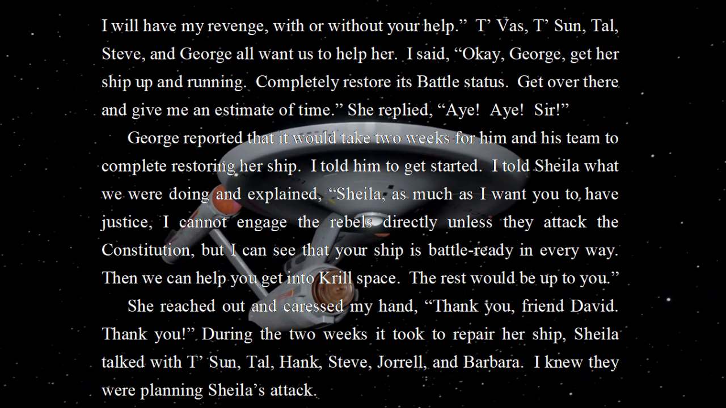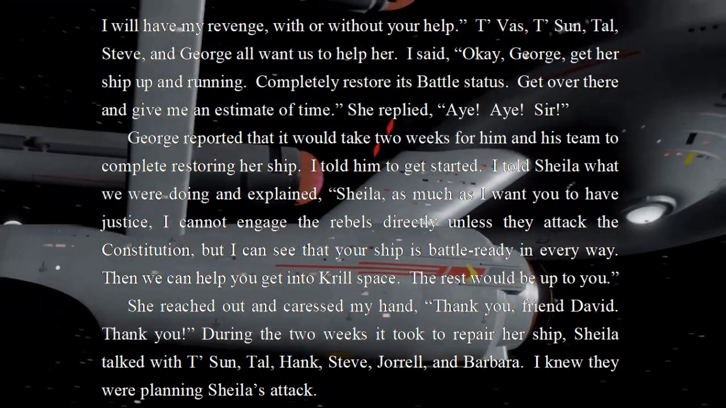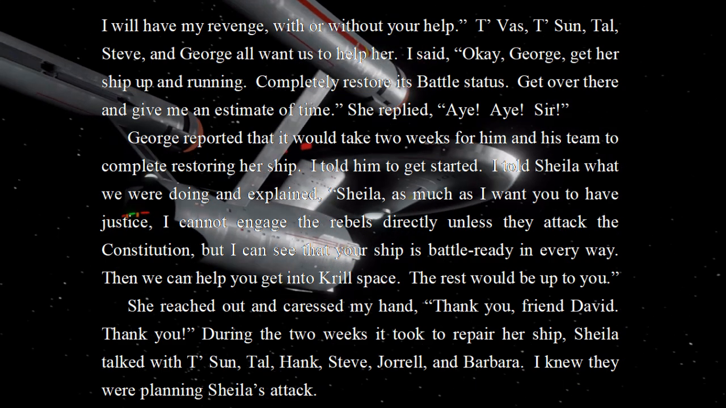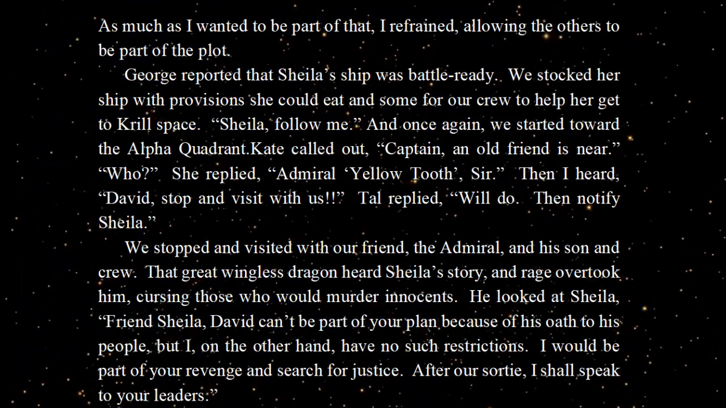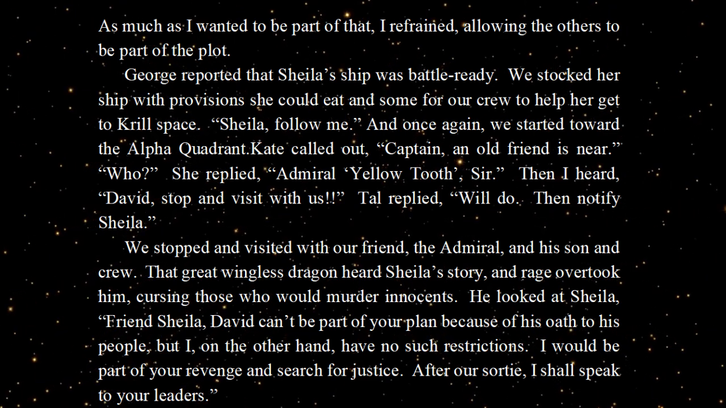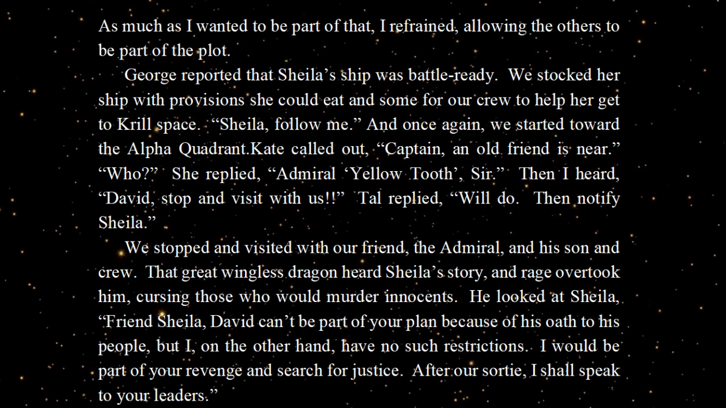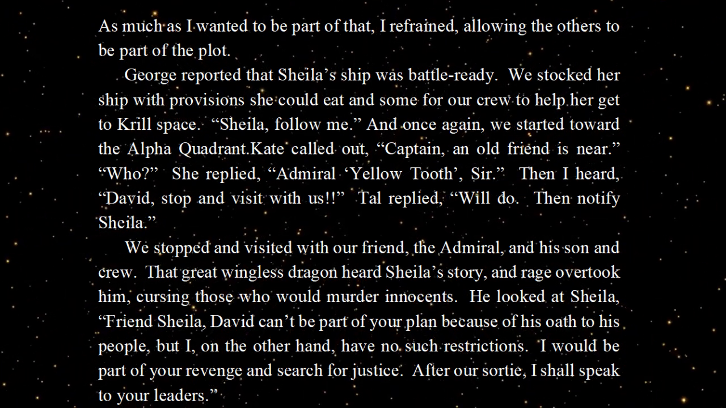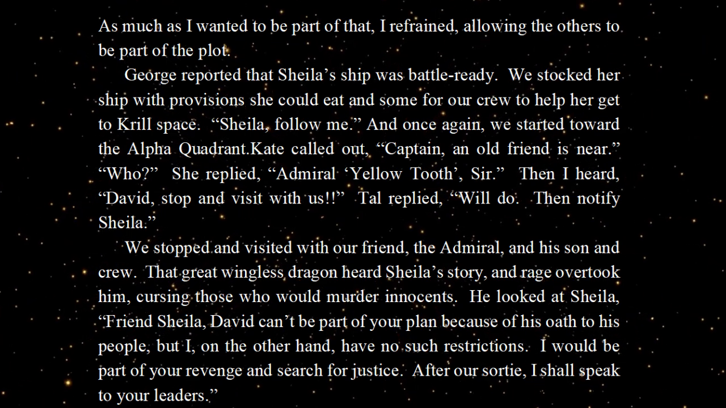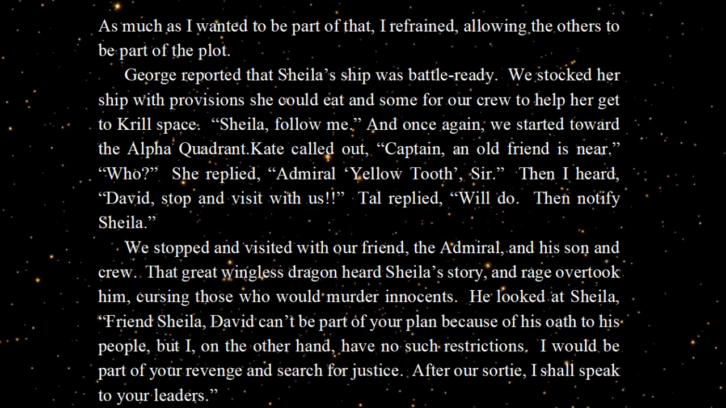During the 2 weeks it took to repair her ship, Sheila talked with T-Sun, Tall, Hank, Steve, Jorrell, and Barbara. I knew they were planning Sheila's attack. As much as I wanted to be part of that, I refrained, allowing the others to be part of the plot. George reported that Sheila's ship was battle ready. We stocked her ship with provisions she could eat and some for our crew to help her get to Krill space. Sheila, follow me. And once again, we started toward the Alpha Quadrant.